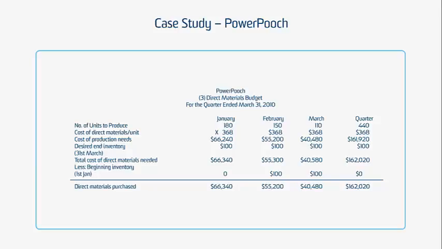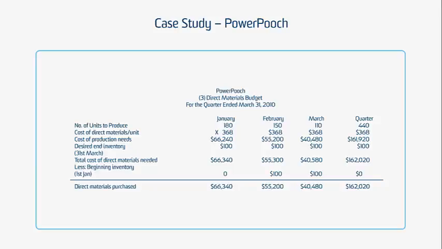We now can subtract beginning inventory because we've already got that on hand. The policy of $100 only just started at the beginning of this period, so we had nothing on hand. So 0 for January, but then for February and March we have the desired ending of $100 set aside. So the cost of direct materials needed, less the beginning inventory, gives us the direct material purchases that we need to go and purchase for the period.